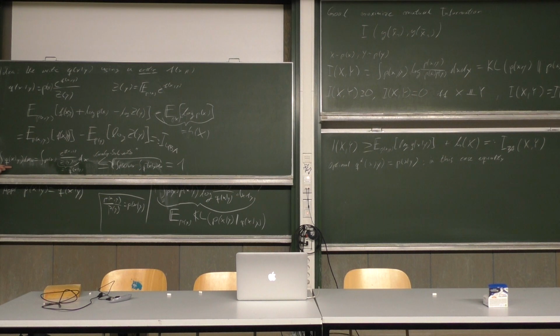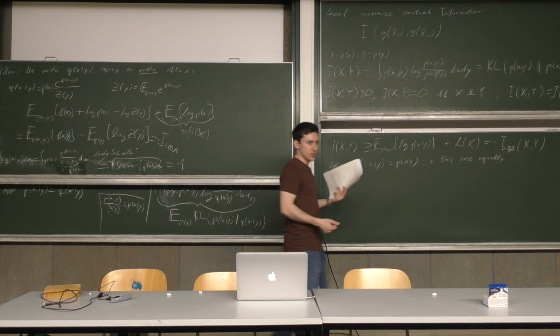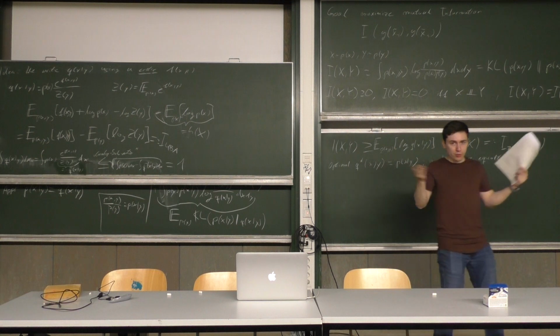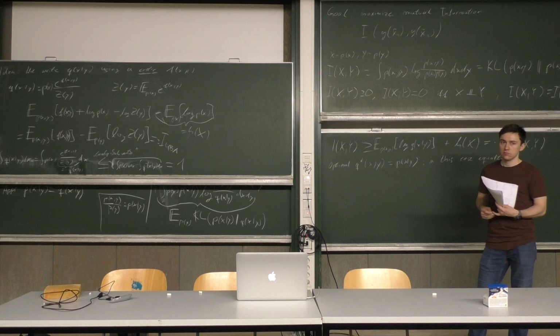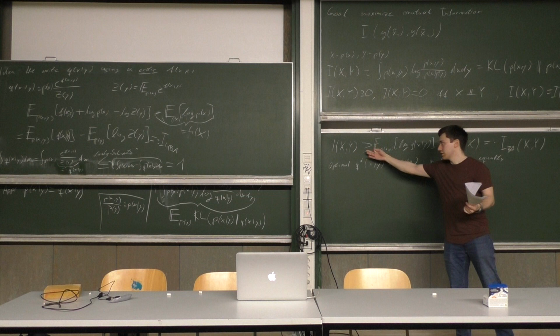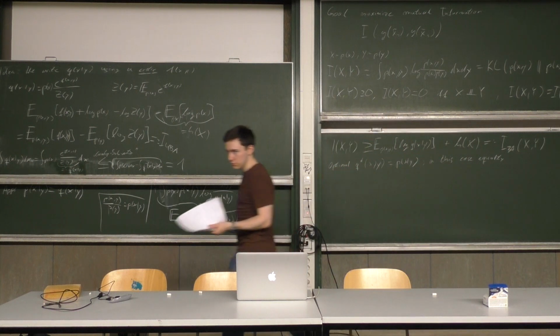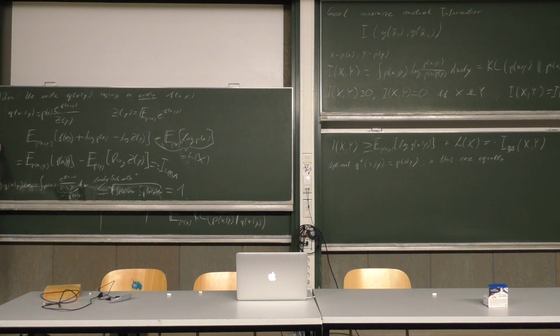So this means that even though q of x given y is not a probability distribution, we can just scale it up with a number larger than 1 to get a probability distribution, and then we can basically use our inequality here. And so this too is also a lower bound for the mutual information.